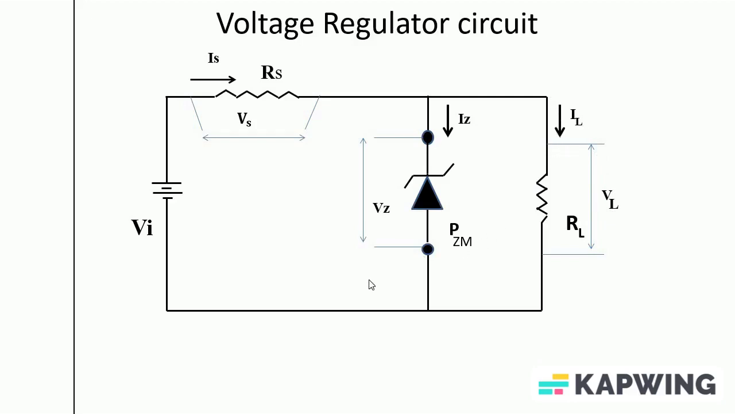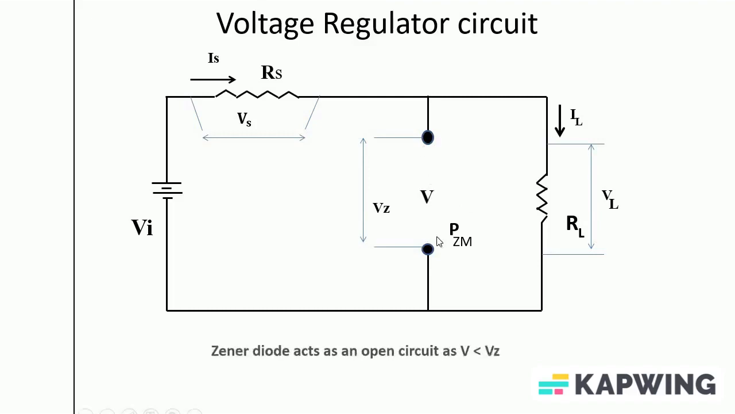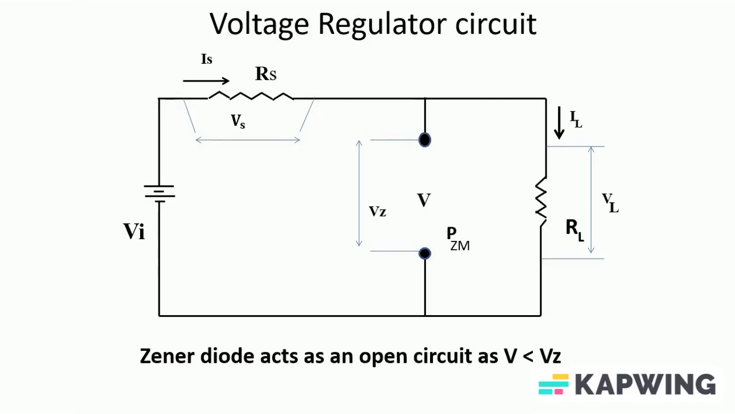So keeping all these terminologies in mind, as long as the incoming voltage is less than the breakdown value, it behaves like an open circuit. And how can we calculate whether the diode is on or off? Let's calculate the value across this point. This is the parallel connection, so this V will be equal to the voltage drop across the load resistor VL.